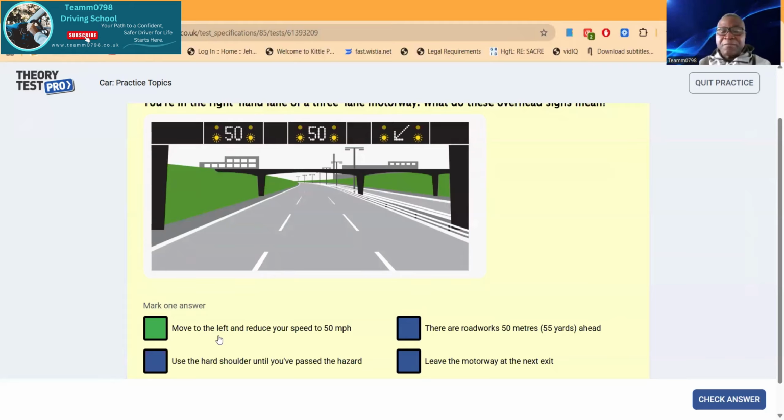That's the correct answer. Okay, so it's not roadworks ahead. If it were roadworks ahead, there would be information showing you roadworks. Don't use the hard shoulder. No, don't leave the motorway. That is not what it's saying. Okay, leaving the motorway has a different arrow. It goes to your left. It goes from the bottom and bends to your left. Okay, so the correct answer is what we've selected.